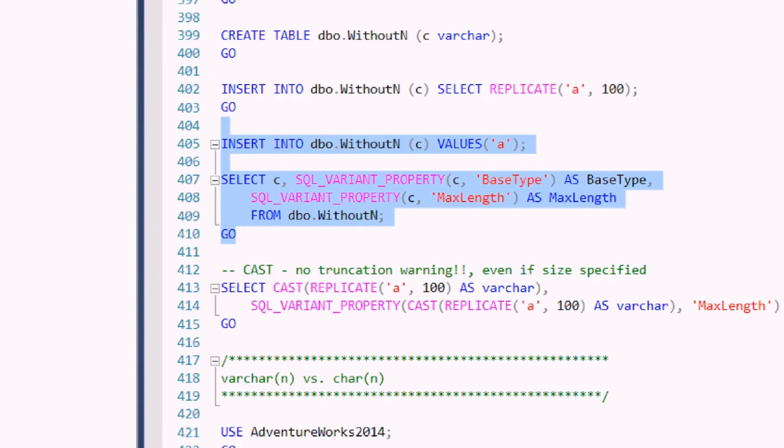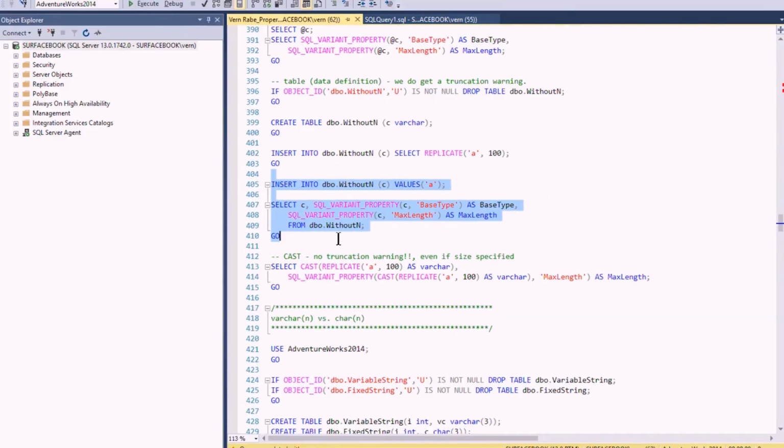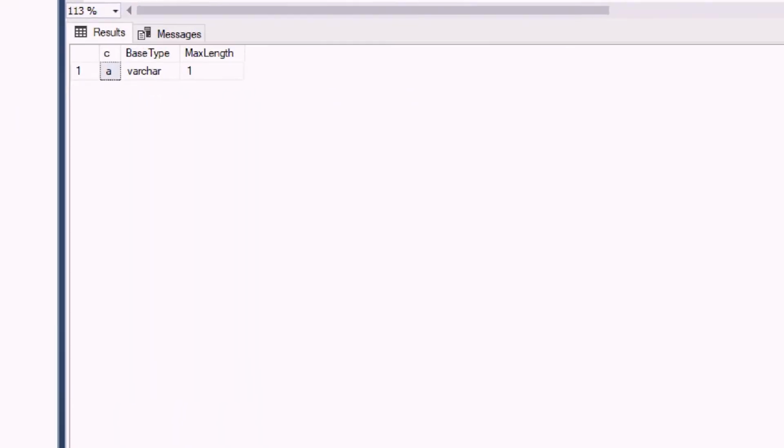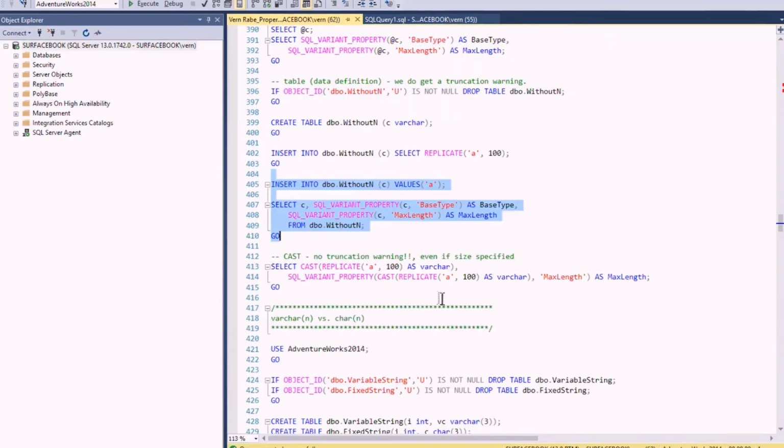So I said, OK, I know it's got to at least accept 1. So I'm going to create the table again, this time with it as a varchar. I'm going to insert into the table just a single A, and then see the data type. And sure enough, same thing, one character. So table column definitions, if you don't specify the size, it's one character.